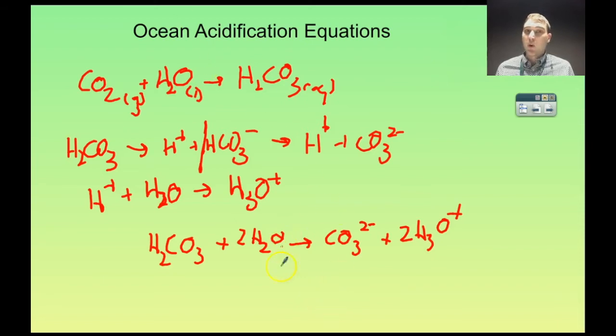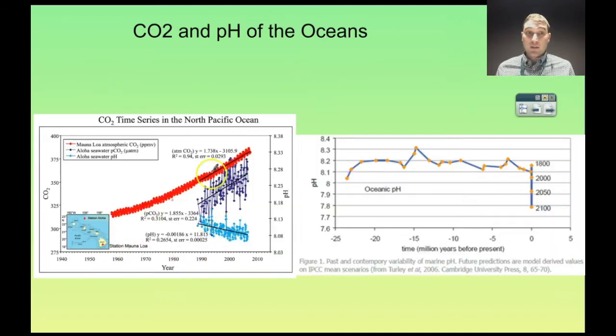There are a few equations we can do here showing the same thing going on, but the key is that hydrogen ions are being produced. Those hydrogen ions are then dissolving in water, reacting with water to produce hydronium ions, and that lowers the pH. So let's have a look at this effect.